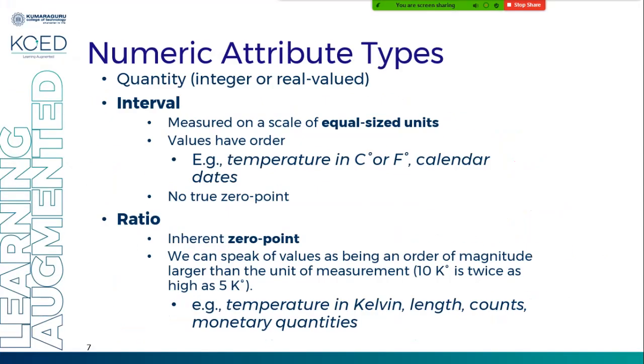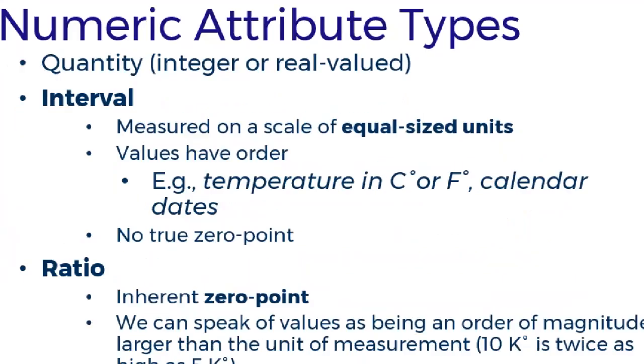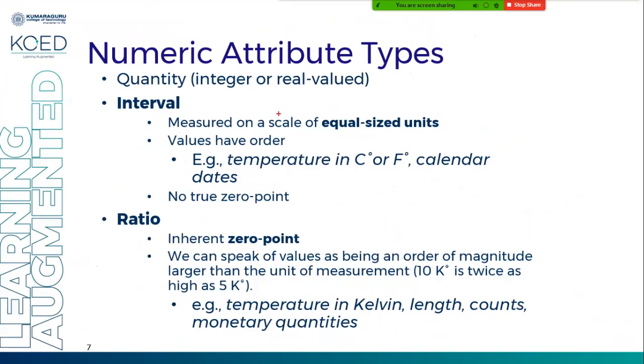Next, the fourth one is the numeric attribute type. We divide the numeric attribute type into two types. First is the quantitative attribute, which may be an integer or a real-valued attribute. Then interval, and integer.